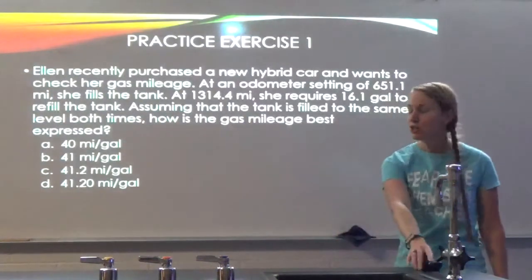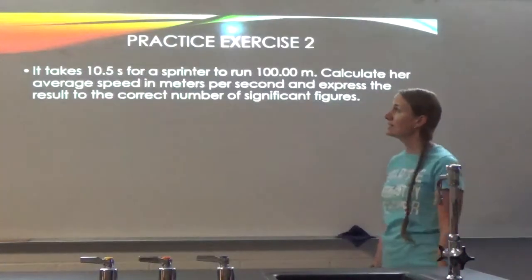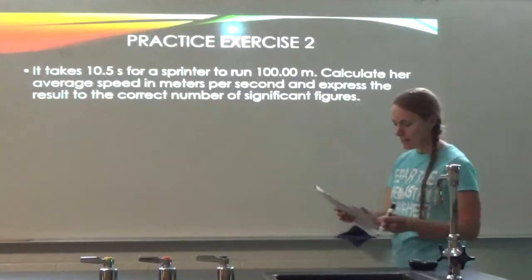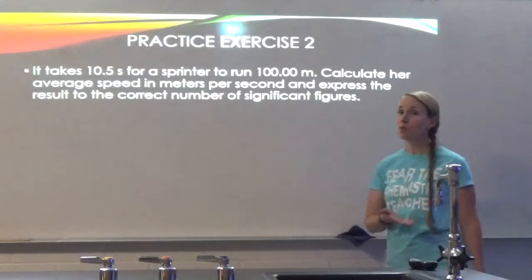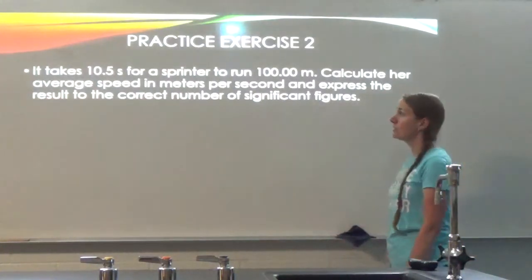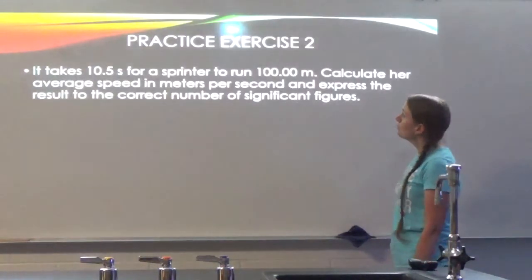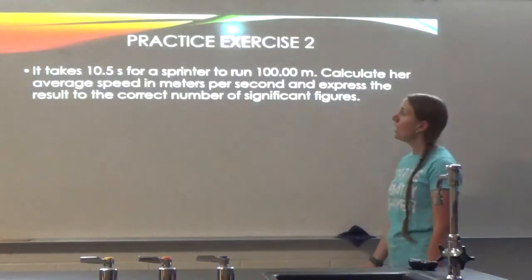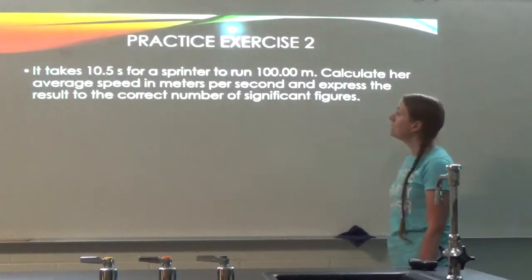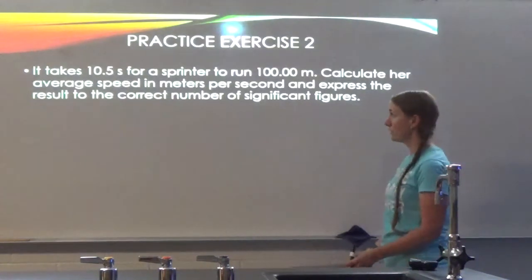And so again, make sure you're pausing these and trying some of these on your own. It doesn't help if you just watch me do them all. You already watched me teach this in class in honors. So it takes 10.5 seconds for a sprinter to run 100 meters. Calculate her average speed in meters per second and express the result with the correct number of significant figures.